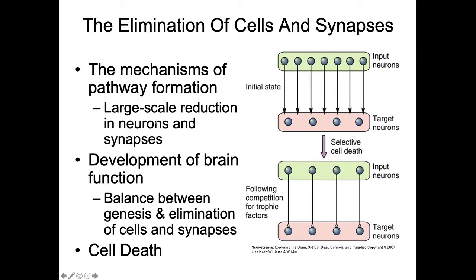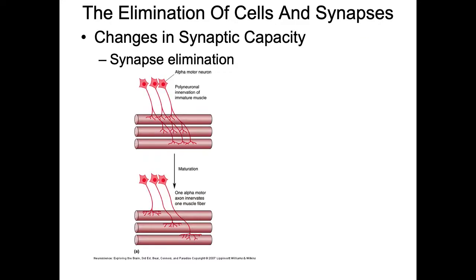So these mechanisms of pathway formation that we have allow this kind of large-scale reduction in the number of neurons and synapses that we have. And ultimately then, in the development of brain function, we're looking at this balance between making new neurons and then eliminating them. And so cell death is one of those ways that's manifested. So, all right, cool. So then let's take a look at what happens in this type of an example of these types of elimination that occurs here.